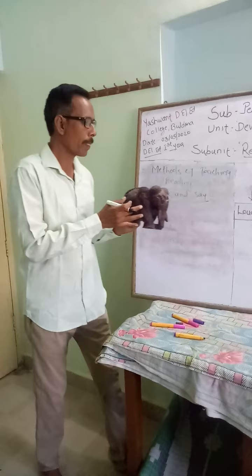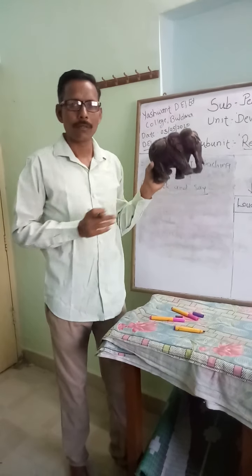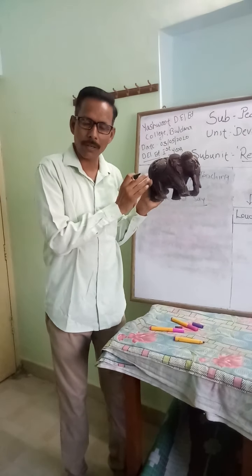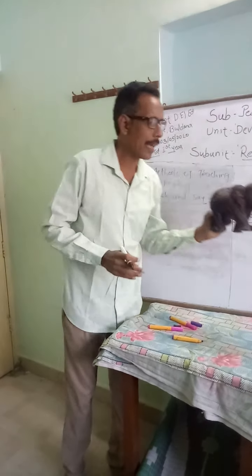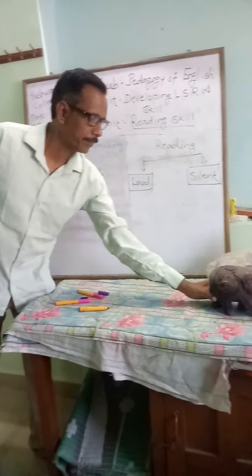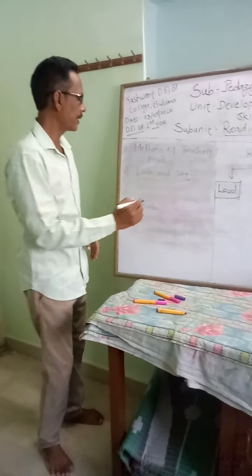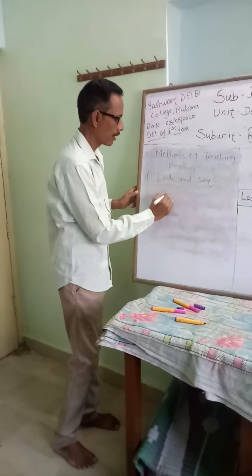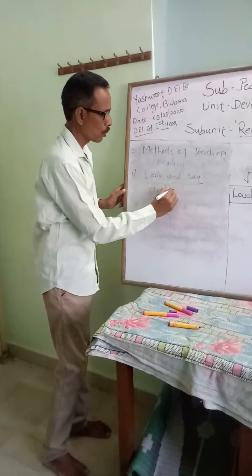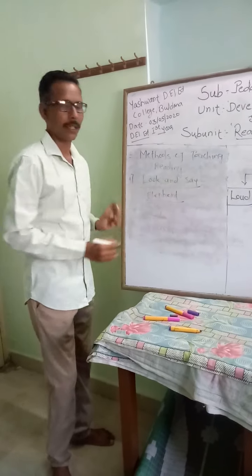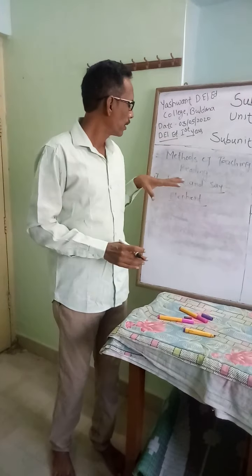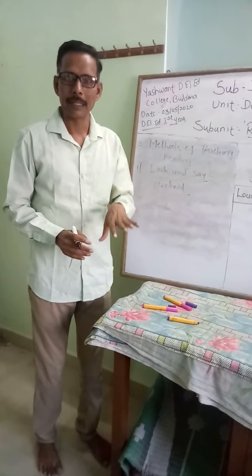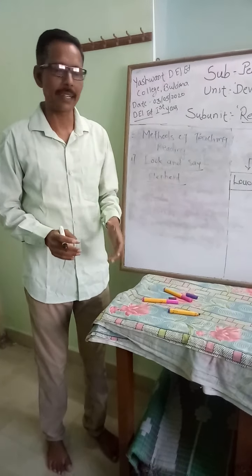So, who is this, or what is this? This is an animal, but which animal is it? It is an elephant. So by showing a picture or model of animals, you can teach your students to read.